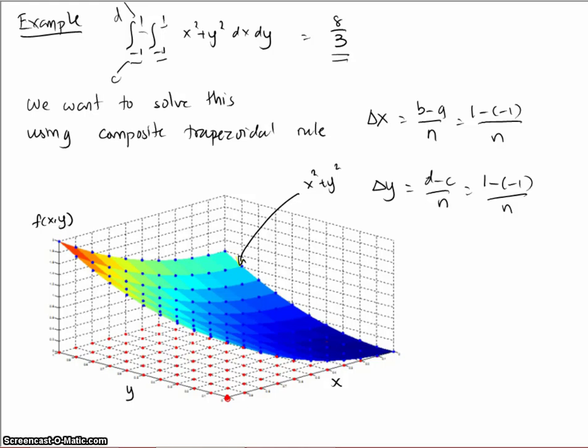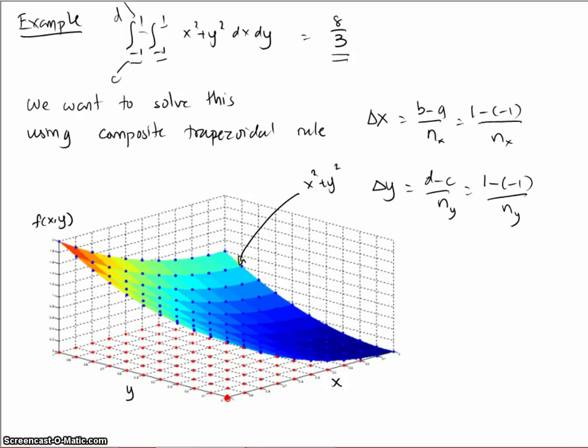Now the n that you use, or the number of segments in the x and y direction, can be different. It is not necessary for you to use the same number of segments for both x and y. So this is the first step: you're going to discretize both x and y directions such that you find the width of each segment.